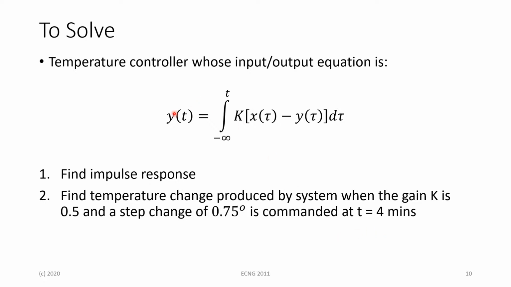So now that we have y of t in the integral form, in terms of our input x and our output y, the question asks us to find the impulse response and then the temperature change produced by the system when the gain k has a certain value, being 0.5, and we have an input step change of 0.75 degrees at a respective time of t equals 4 minutes.